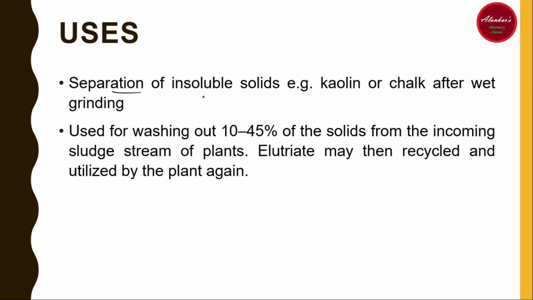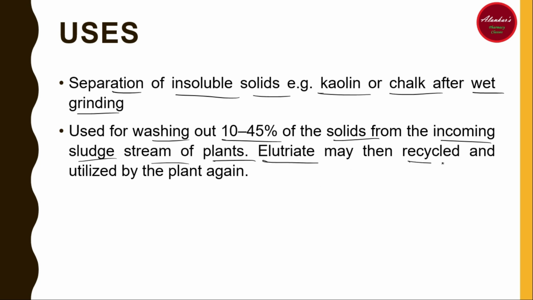Elutriation tanks are used for the separation of insoluble solids, for example kaolin or chalk after wet grinding. These elutriation tanks are also used for washing out 10 to 45% of the solids from the incoming sludge stream from the plants. In this way, the elutriate may be recycled and can be utilized by the plant again.